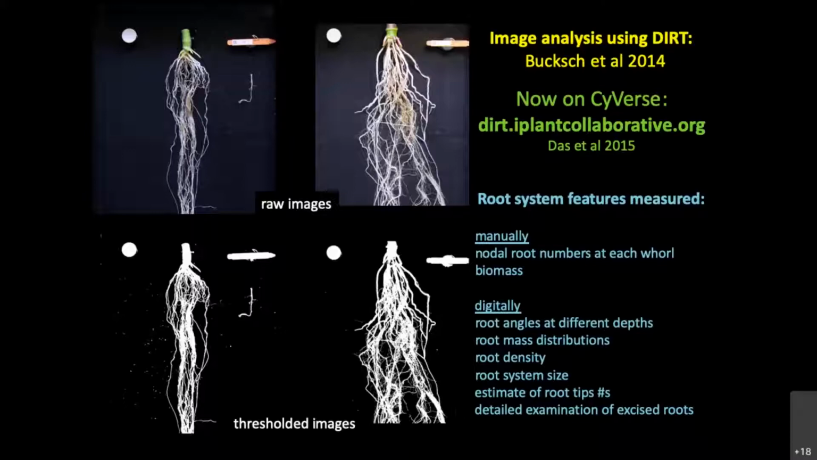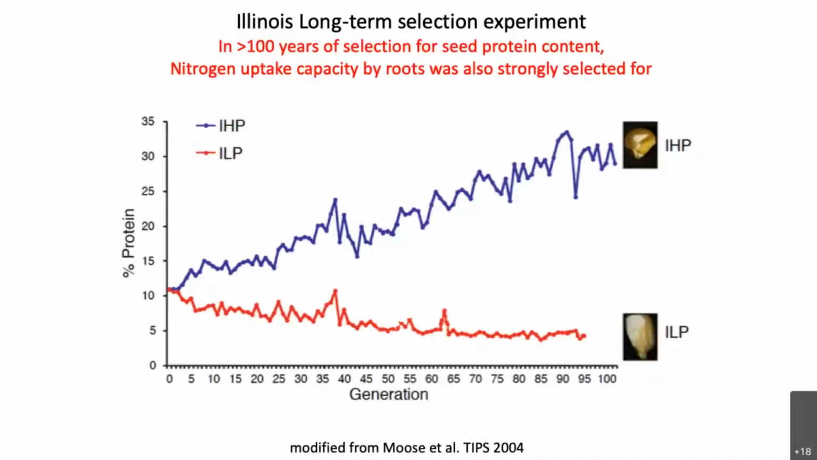And so one of the ways we're trying to tie structure to function is by working with genetic lines or populations that already have agronomic properties of interest. So we've been working with the Illinois long-term selection experiment for protein. This is a fascinating piece of maize genetics. It's a recurrent selection scheme that started in the late 1800s and has gone on for well over 100 years now, recurrently selecting for either high or low seed protein.